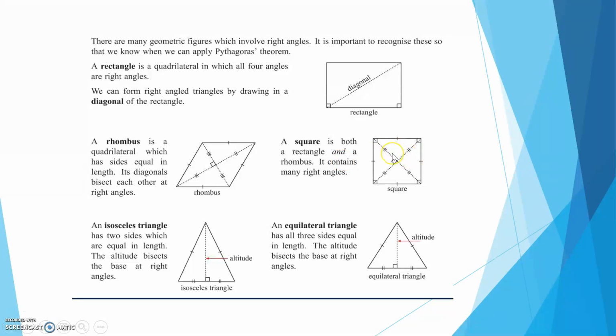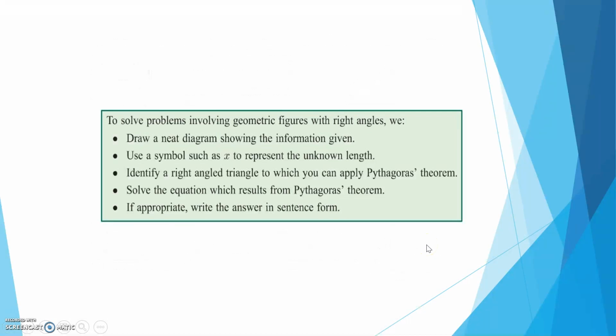And a square is tricky in that it's both a rectangle and a rhombus, and it contains basically both lots of right angles. So you've got right angles on the outside and on the inside too. We also have the isosceles triangle, and here's something you may not have seen before. We used to always use height when we're talking about this upright of a triangle. Well, we now use the term altitude, and we also have an equilateral triangle here.